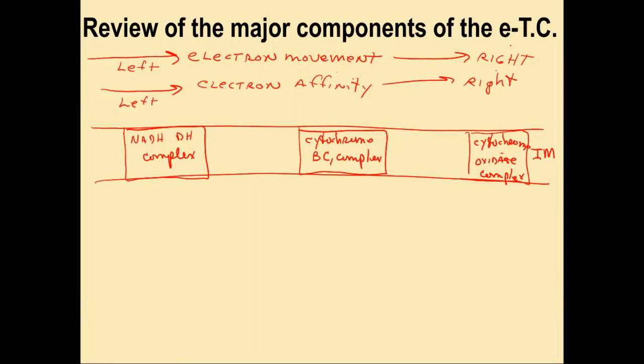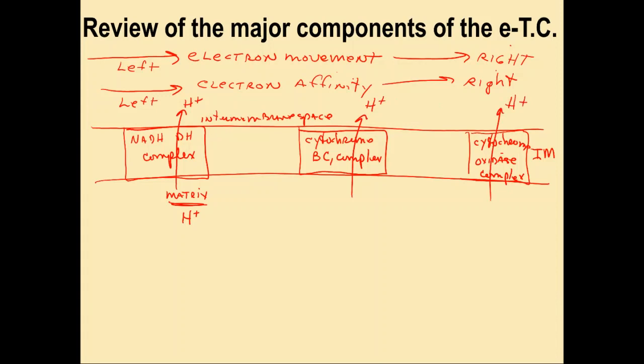Okay. All right, so these are the 3 pumping complexes, and what are they going to do? They're going to be responsible for pumping protons from the matrix side to the intermembrane space. So we're going to be pumping protons out of the matrix into the area known as the intermembrane space, and we're going to be doing that at all 3 pumping complexes.